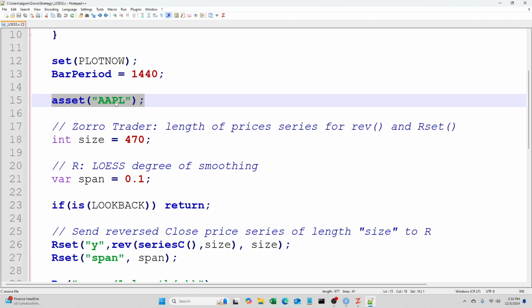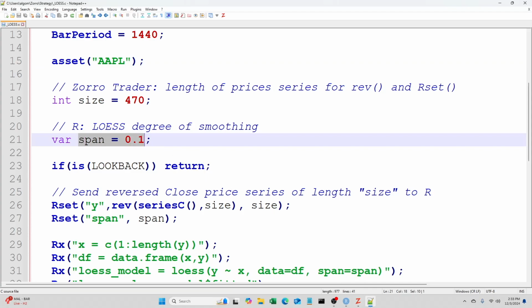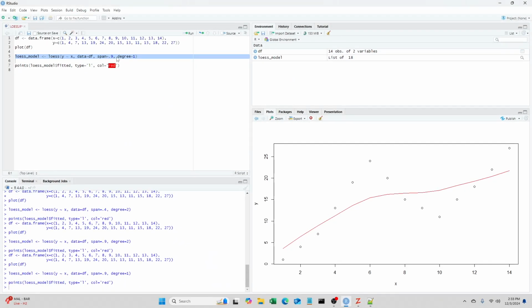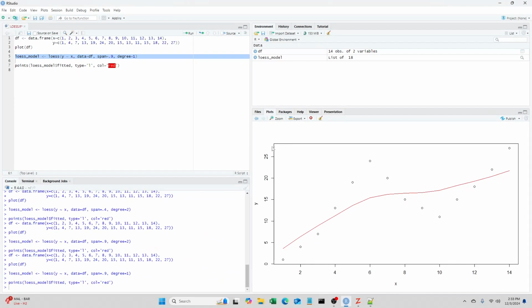Please make sure you have an entry for this asset in your asset fix file, otherwise this is not going to work correctly. And then there are 2 parameters that we need to concern ourselves with. One of them is characteristic to Zorro Trader, the other one to R. The span parameter is what we need to tell Zorro here, and then we also need a size for the price series that we are sending to R. The size in this toy example was 14 values.